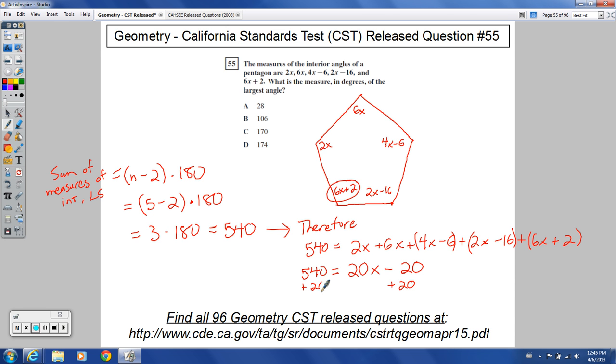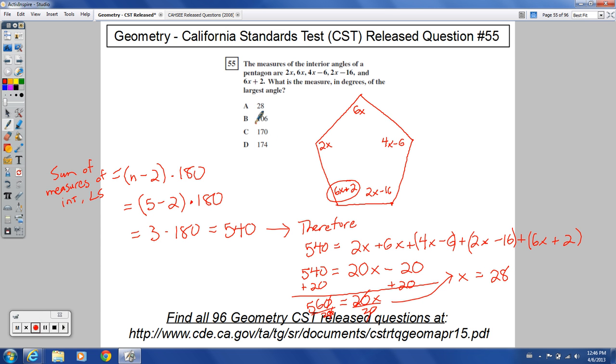This is going to be plus 20, here and here. You'll have 560 equals 20x. Divide both sides by 20, and you have your value for x. You don't have your value for the largest angle quite yet, but we're real close. So x would equal 56 divided by 2, which would be 28, because the zeros would cancel here and here. So I'd have 28 for what x is.